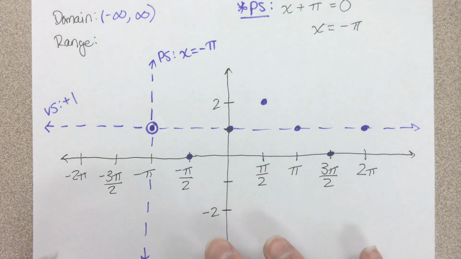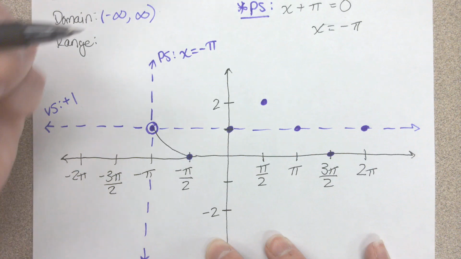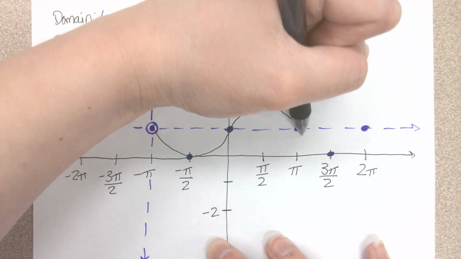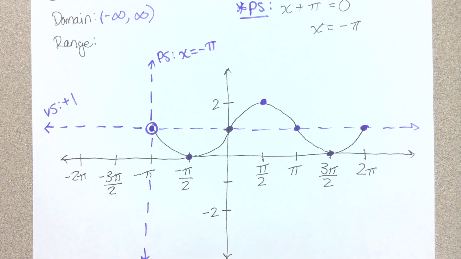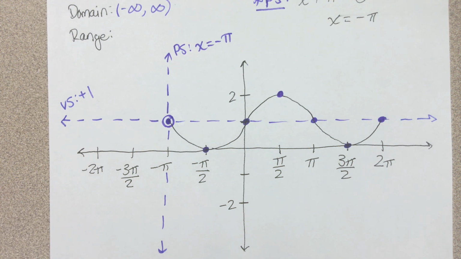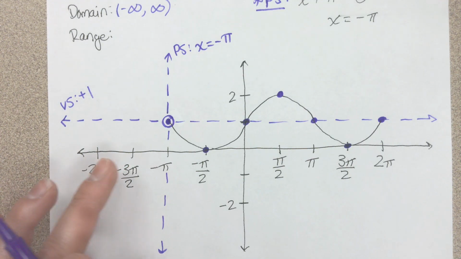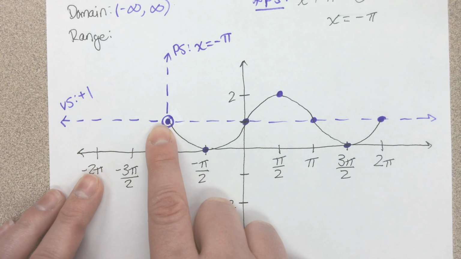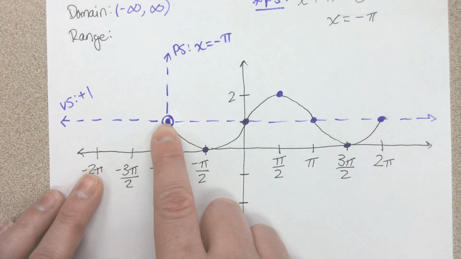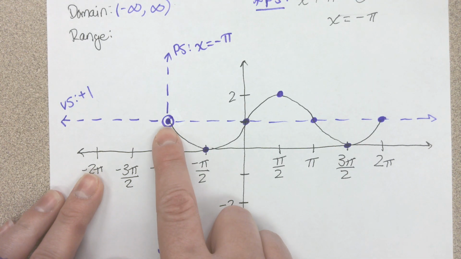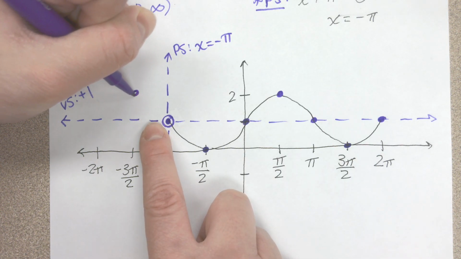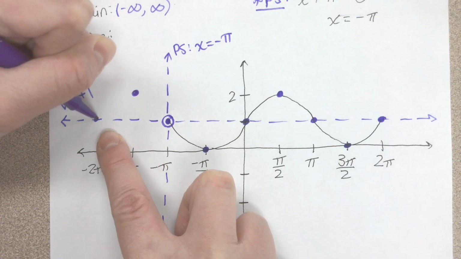I'm going to start my curve here. Going to the left, I only got 2 more points to plot. Remember, sine is not a mirror. You have to follow the pattern. So going to the right, I went down. So going left, I'm going to go up. We're doing it backwards. Up to the maximum, back down to the midline.